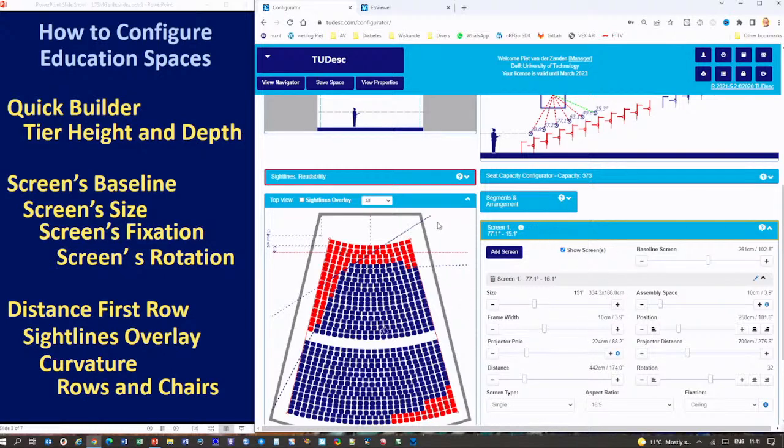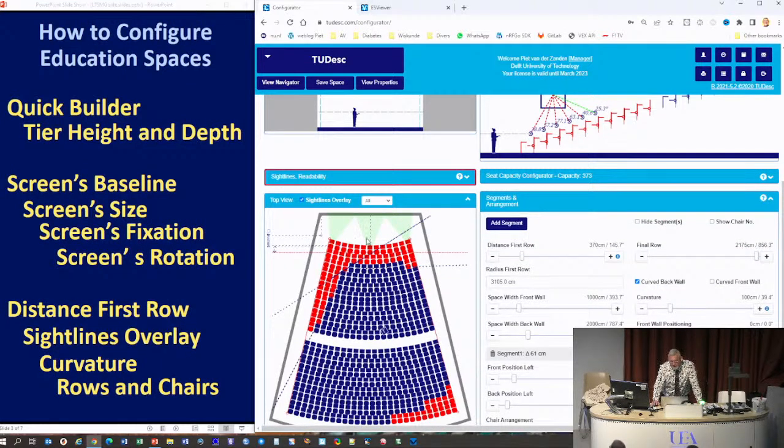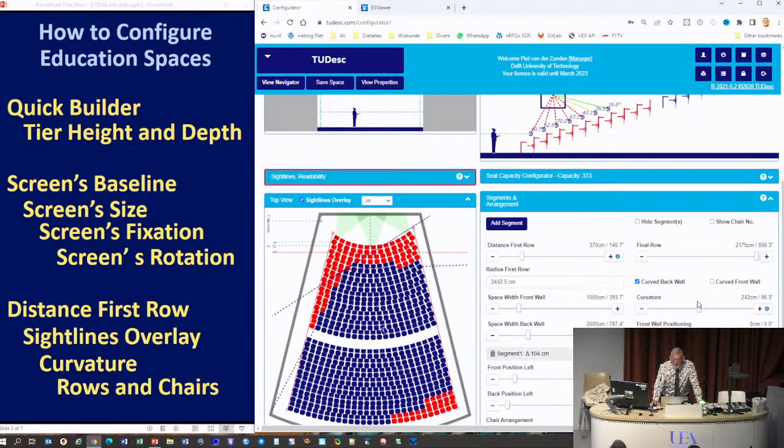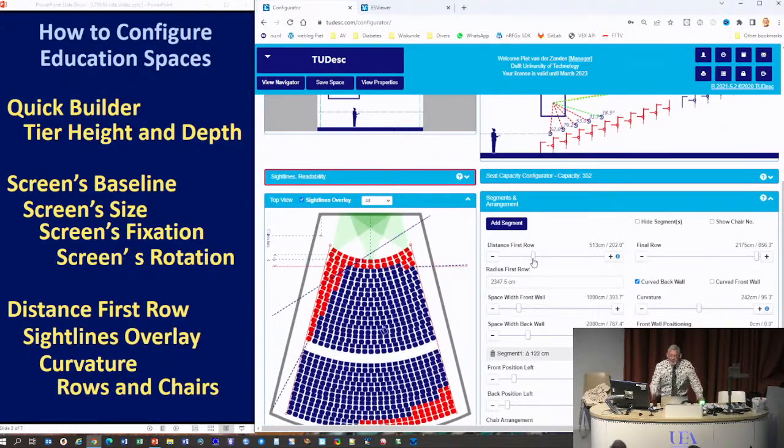Then, of course, I will go to the overlay, because I was talking about the side of your eyes, this very small size. And we do that with the segments. And in segments, we can alter this curvature. And now you can see that the cones are better focused to the screen, if you have only one screen. With a dual system, it's much broader, of course. And by altering the distance row, you can really optimize it as far as you can. It's very easy to play around.